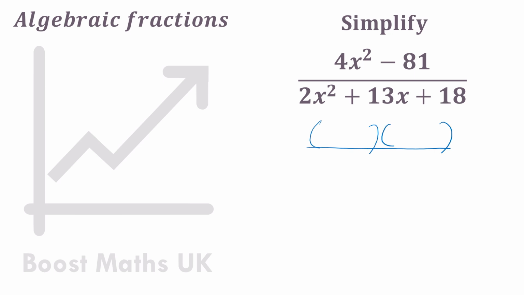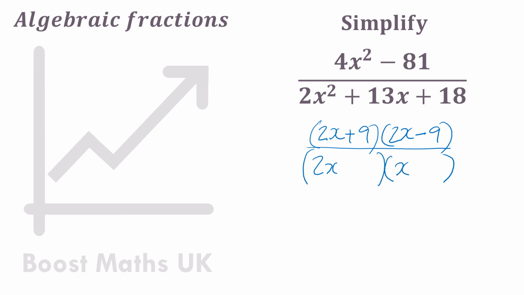So we're going to share this out. The square root of 4 is 2. Square root of x squared is x, and the square root of 81 is 9. We've got one of these is plus, one of these is minus. On the bottom line, we know we're going to have 2x at the start of the bracket and x at the start of the other one.